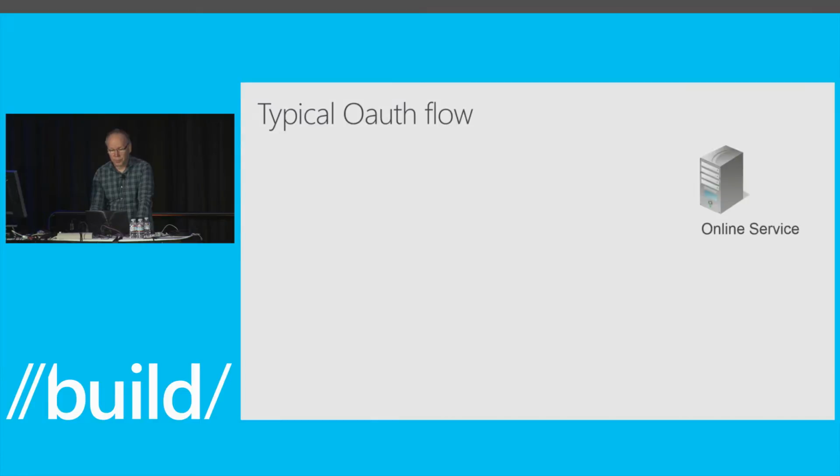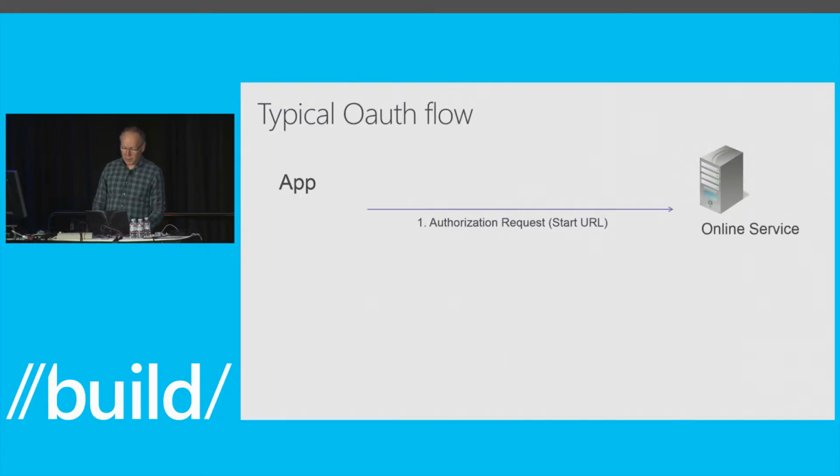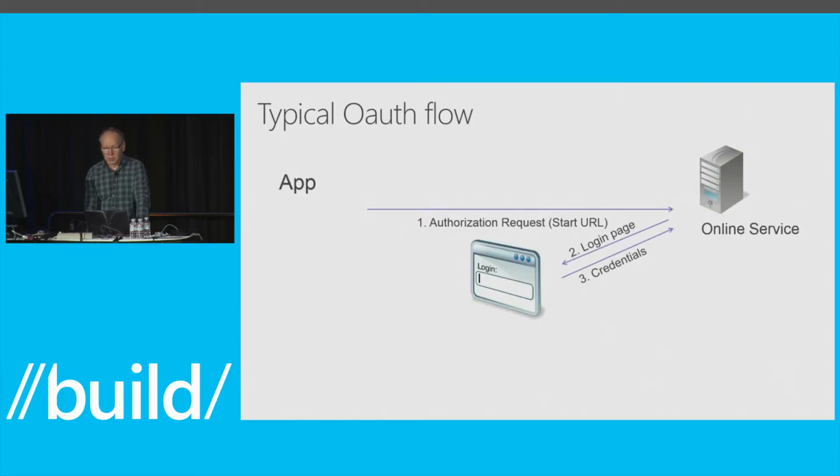And the flow goes as follows. There's an online service. There's an app. It starts with an app making an authorization request to the online service. Included in the request is an app ID that the app developer received from the online service at some point, plus an app secret that the app developer also got from the online service. The service is going to say, hey, who is this? Who are we authorizing for? It's going to make the user sign in.